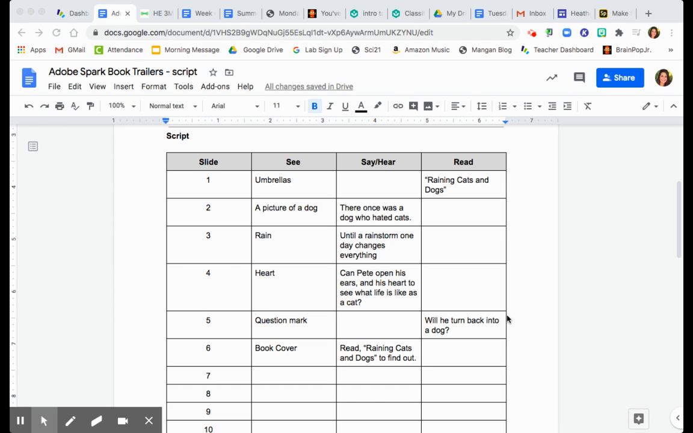So you can see my script. I have about 2 of those columns filled out per slide. So on the first slide, I'm going to see a picture of umbrellas and I'm going to write out Raining Cats and Dogs, kind of like my title slide. In my second slide, I'm going to pick a picture of a dog, and then I'm going to say, there once was a dog who hated cats. You're going to hear my voice. And then you read the rest of my script, and you can kind of get an idea of what my book trailer is going to look like.